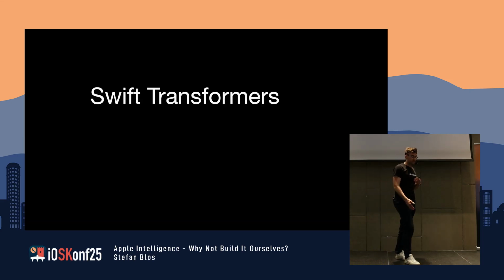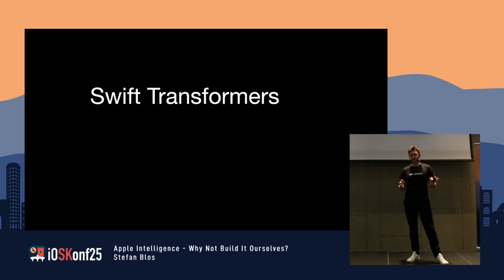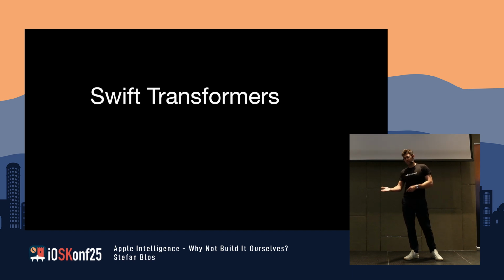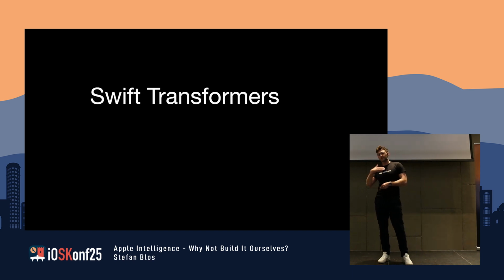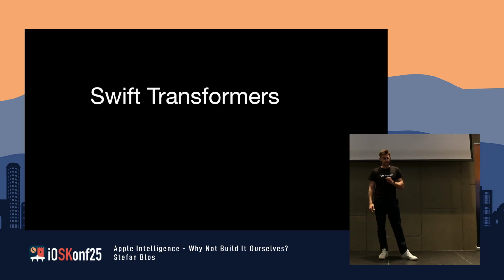For example, there's Swift Transformers. Transformers is the underlying architecture of models like ChatGPT, which made these huge jumps in AI possible. It's originally a Python package that you can use, but they also ported it to Swift, so we can now use this in Swift. Not all of it, but most of the things that are necessary for us.